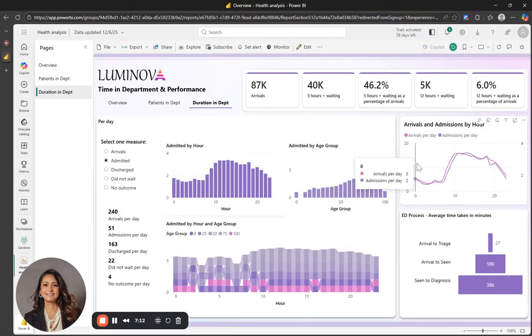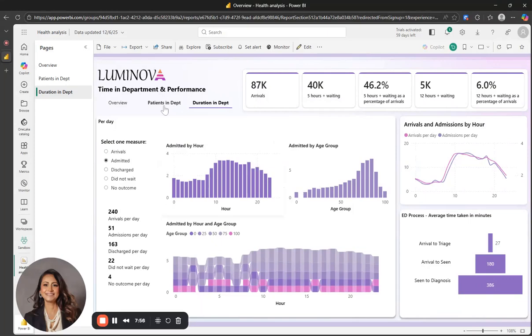On the right-hand side, we provide a comparison of arrivals and admission time spent at key stages: arrival to triage, arrival to being seen by a clinician, and seen to diagnosis. These metrics shine a light on process efficiency, clinical responsiveness, and areas where the department may benefit from workflow improvements.